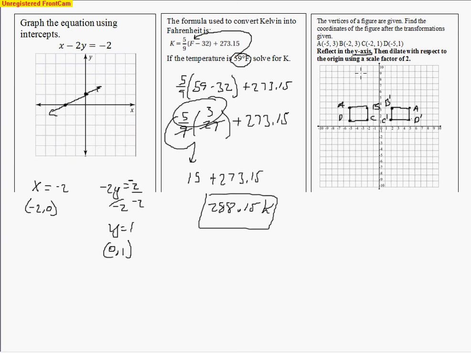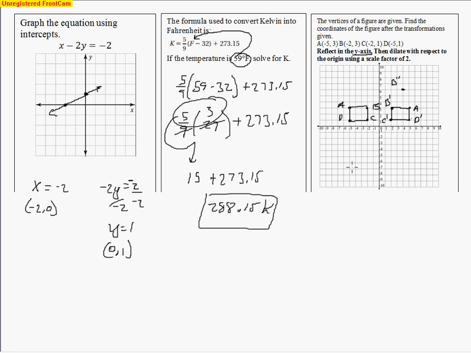So then it says we're supposed to dilate with a scale factor of 2. So you got to take these points here and double them. So I'm doubling 2 and doubling 3 for the B term. So if I double 2, I get 4. If I double 3, I end up getting 6. So this is my B double prime.